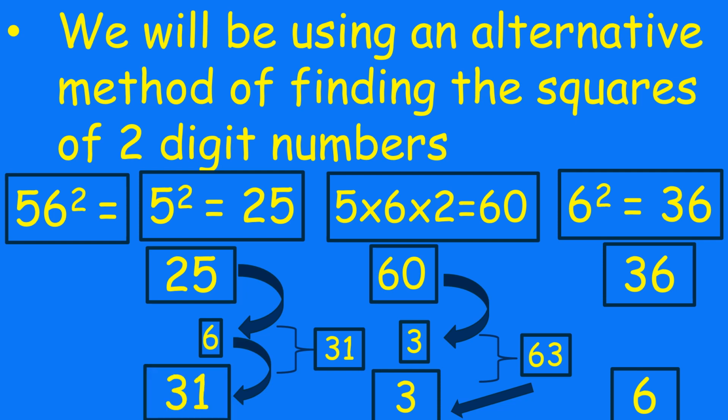So the final version for the first term is 31. For the middle term, we have 3 because we're only retaining one digit. We carried over the 6. And for the third term, we have 6. So 3, 1, 3, 6.